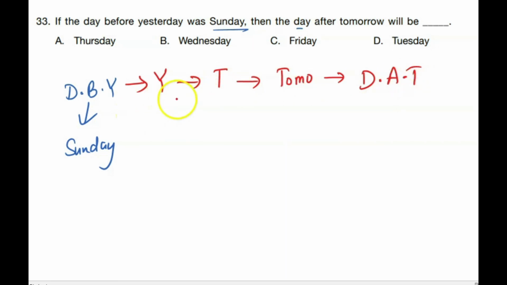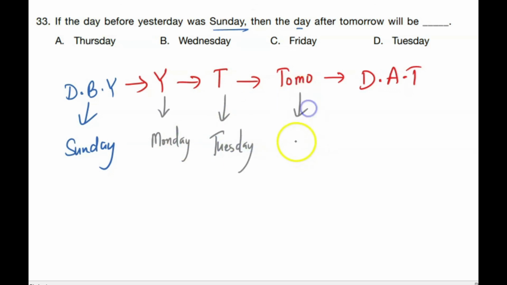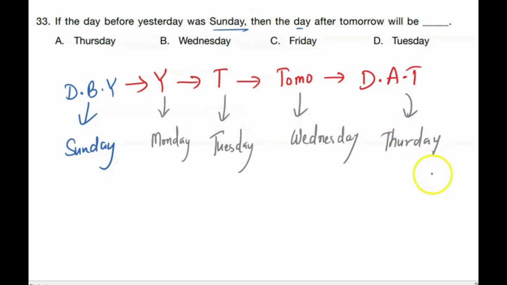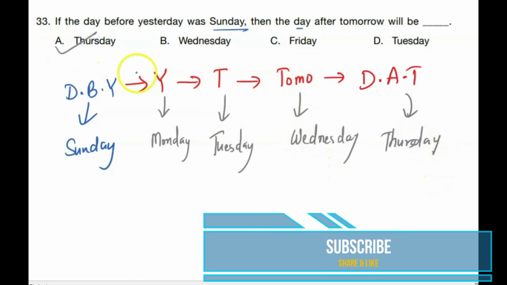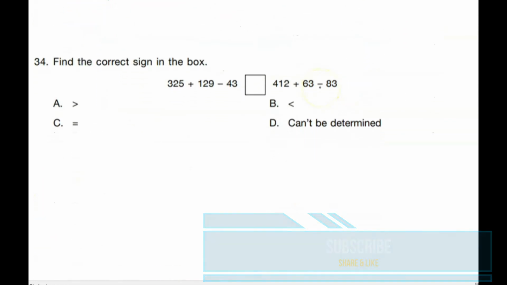Right? So if it's Sunday, this will be Monday. Then we will have today as Tuesday. Then tomorrow will be Wednesday, and the day after tomorrow will be Thursday. That means Thursday. That means option A is the correct answer.